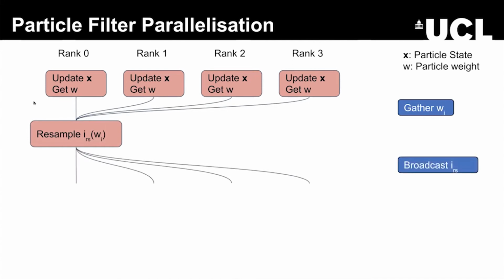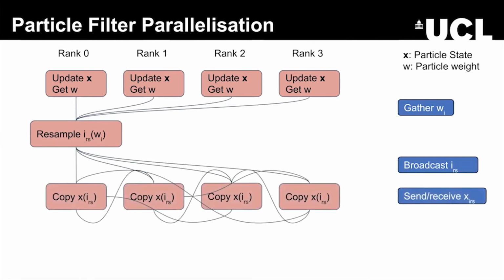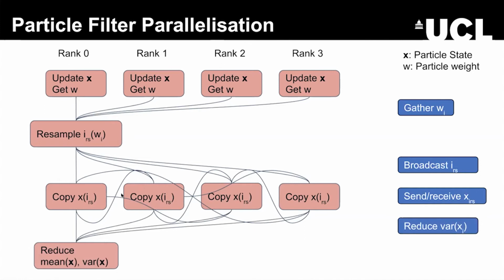And then this information needs to go out again to all the ranks. And then follows this tangle of copying data from one rank to the other. And this is basically where all the problems come from. If there is a lot of degeneracy in the particles, then this will look very unbalanced, and that will be very slow.